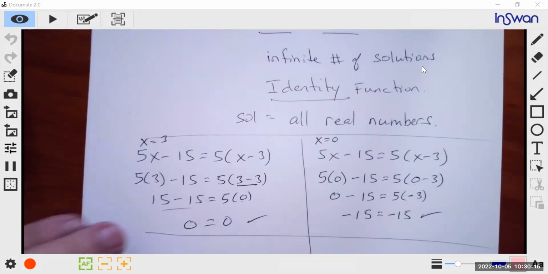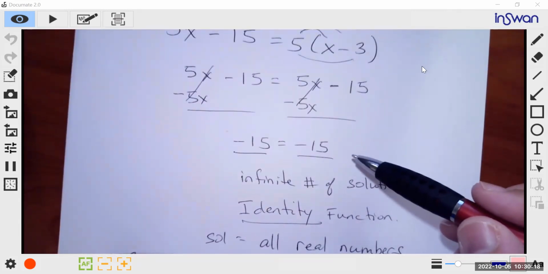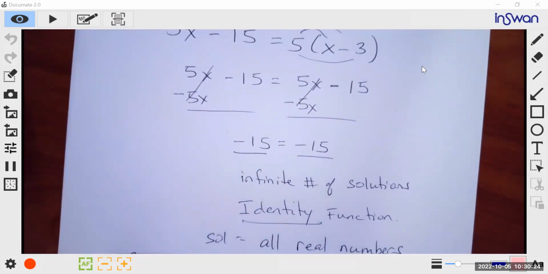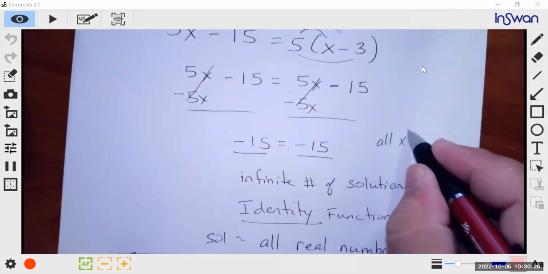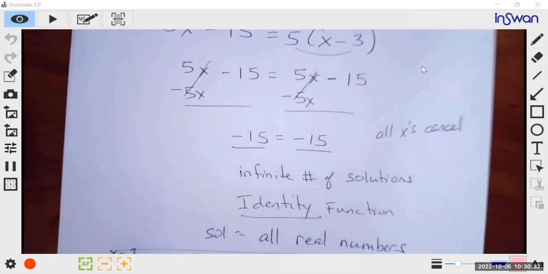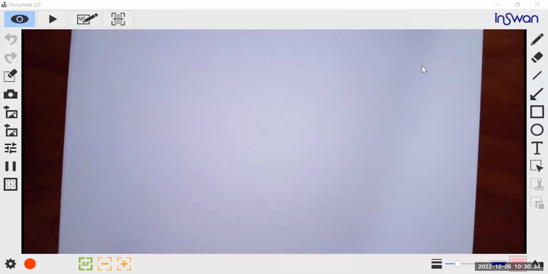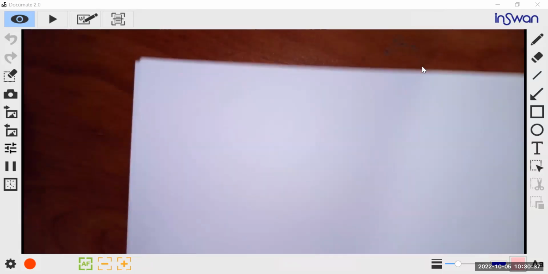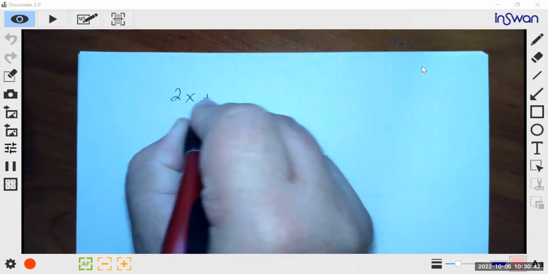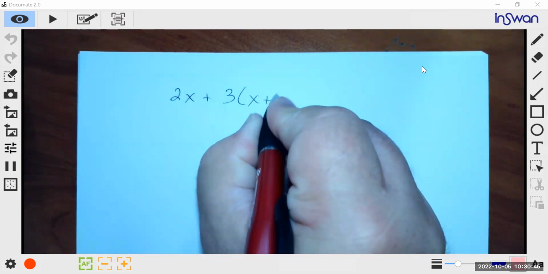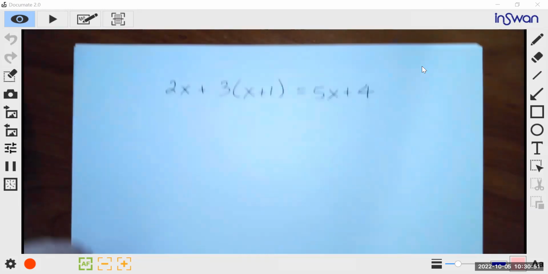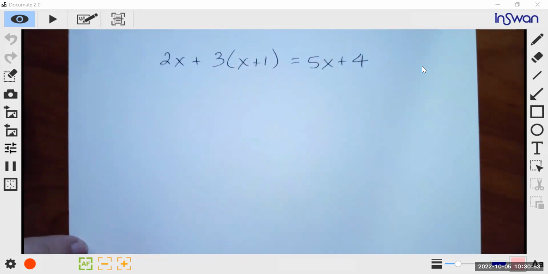How do we know it's an identity? During the process, our x's cancel, and then both sides are equal to each other. All x's cancel. Okay, that's an infinite number of solutions, and that's called an identity. Let's look at this one. Let's work this out together.